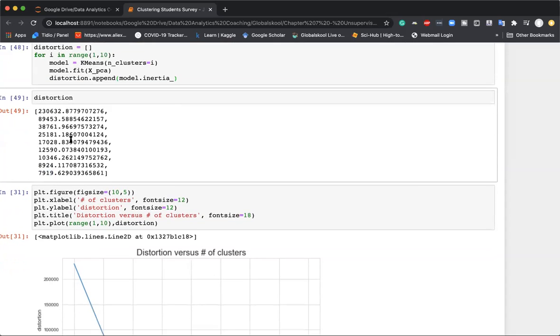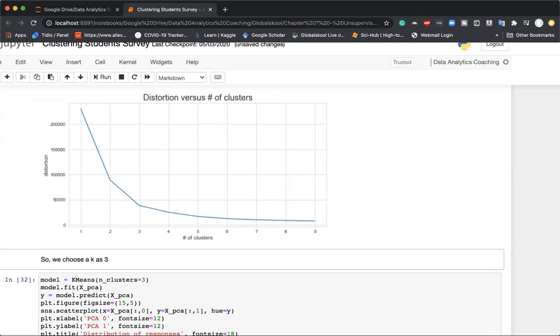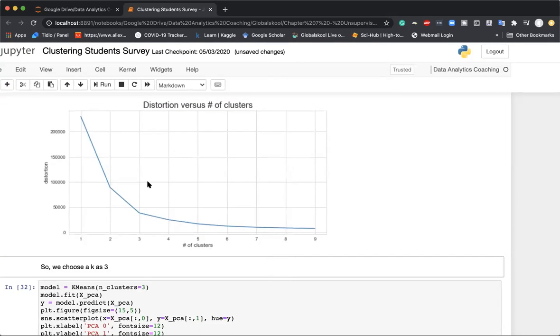If I plot this data, we end up with a line chart like this. Here we have, with one cluster, this is the inertia. With cluster 2, this is the inertia, cluster 3, cluster 4, and so on. As we go on increasing clusters, we can see that of course, our distortion measure or our inertia keeps on becoming smaller.